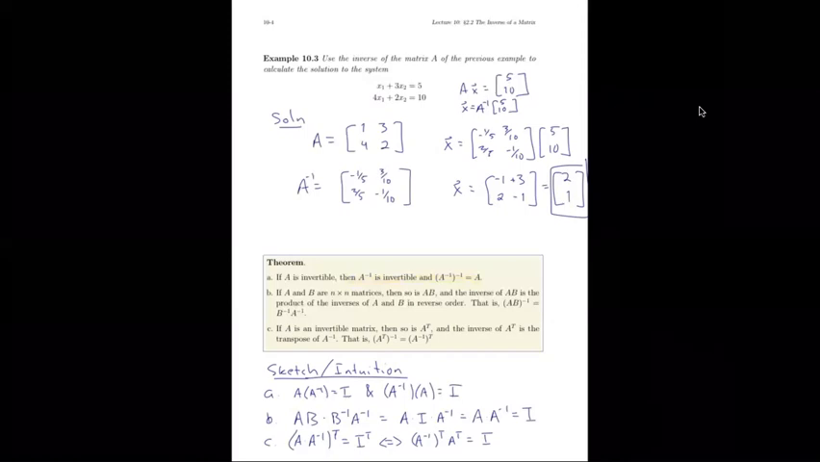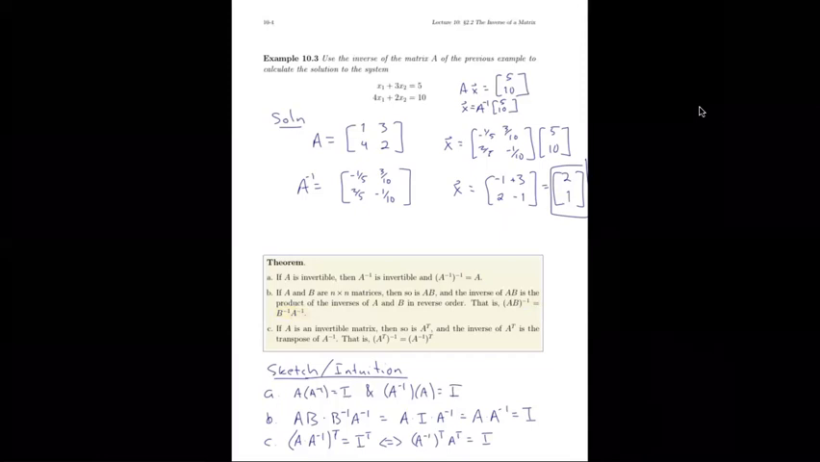If A and B are n by n matrices, then so is AB. That is of course true. The inner dimensions fall out, and the outer dimensions are still n. So we have n by n. And the inverse of AB is the product of the inverses of A and B in reverse order. So it's telling us that AB inverse is equal to B inverse times A inverse. We'll have a look at why that might be momentarily.